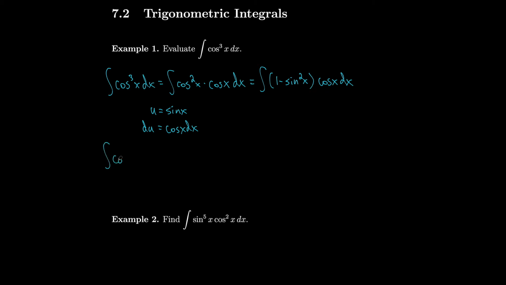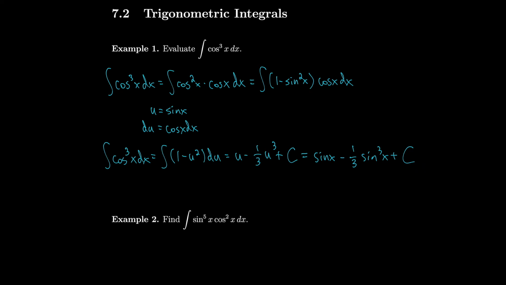So that means that our integral is equal to the integral of 1 minus u squared du, which is u minus 1/3 u cubed plus c when we do our antiderivative. And then this is an indefinite integral, so we have to plug back in what we substituted for u. So replacing u with sine again, we get sine minus 1/3 sine cubed plus c.